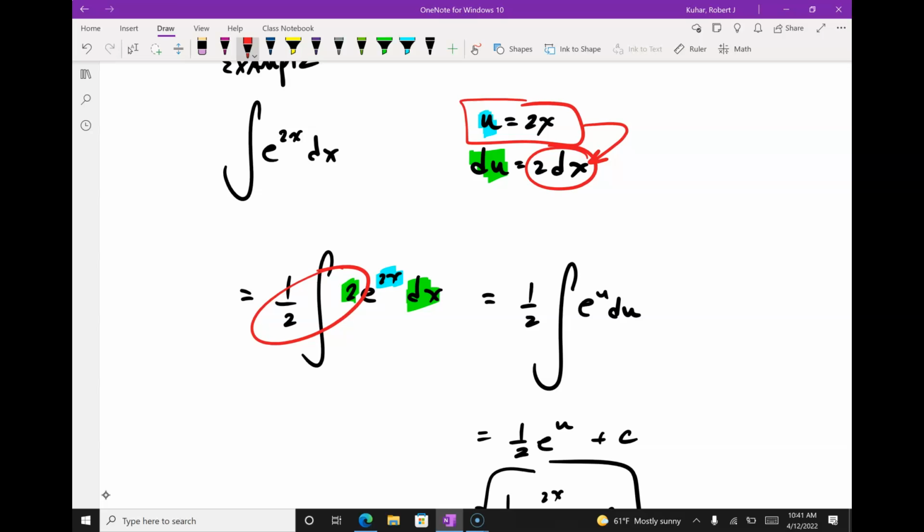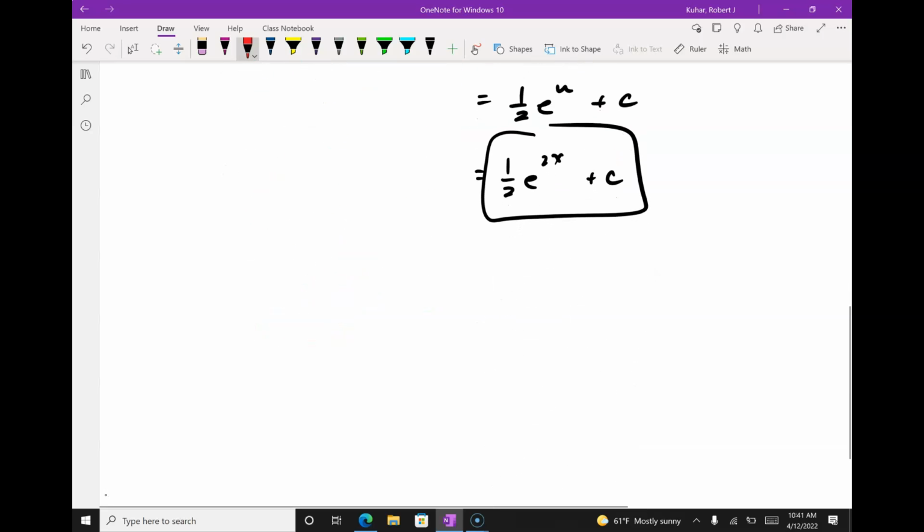Now, let me show you the other way to solve this. Some students don't like this multiply by 2 and divide by 2. I don't know why, but some students like a different version of it. So here we go. Same idea.